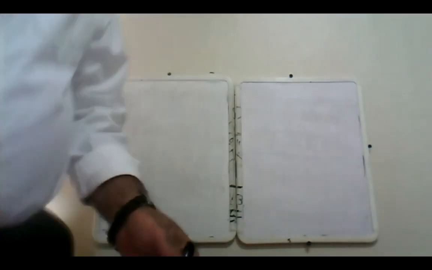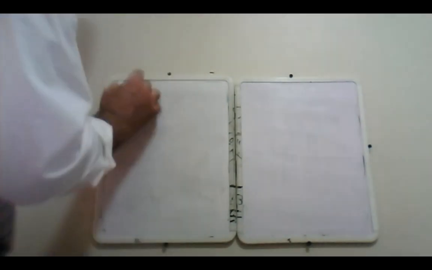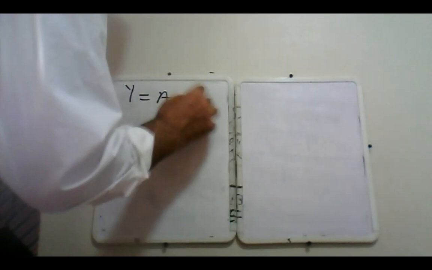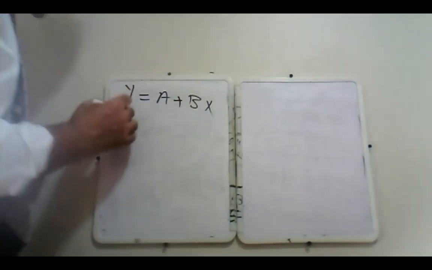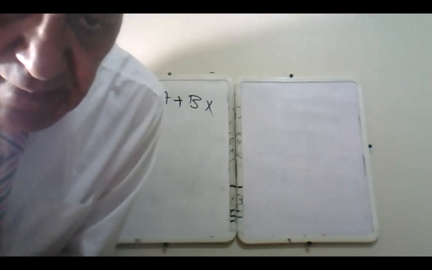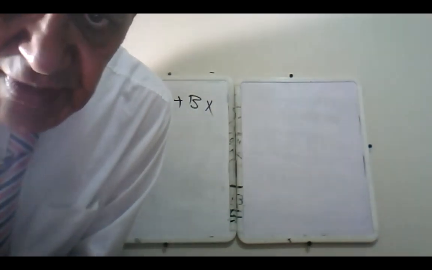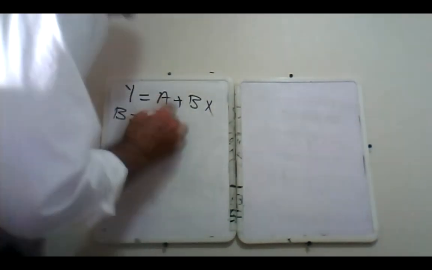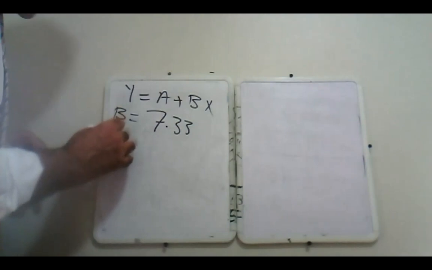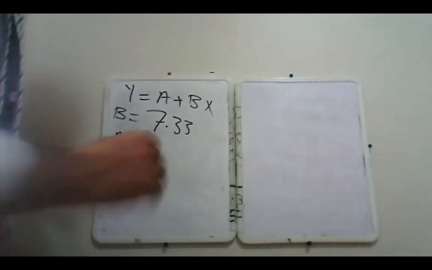We got the A already and we got the B. It's very easy for us now. We say Y equals A plus BX as example. We got already the beta from the example. Let's see how much was the beta. So beta was 7.33, and A or alpha was 4.49. Great.